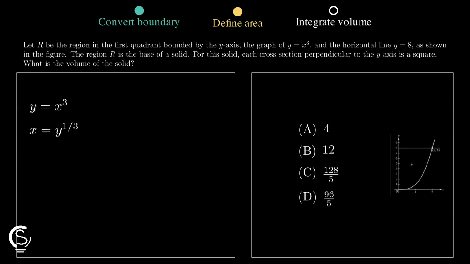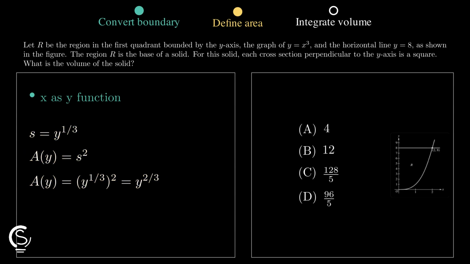The side length of our square cross-section is x. Therefore, the area A of the square is side squared, which simplifies to y to the 2/3 power. Boom, easy!